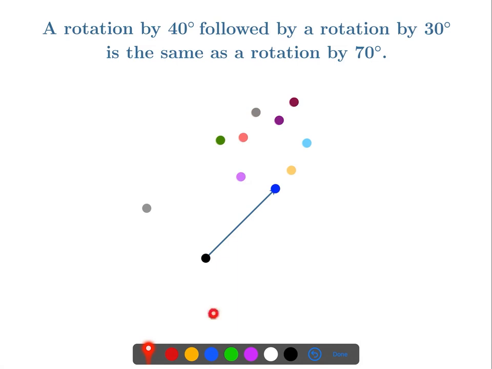So a double rotation is the same thing as a single rotation. And you just add the angles up to figure out how much you want to rotate by for the one point. Again, that works provided that the sum is not a multiple of 2 pi or 360 degrees.